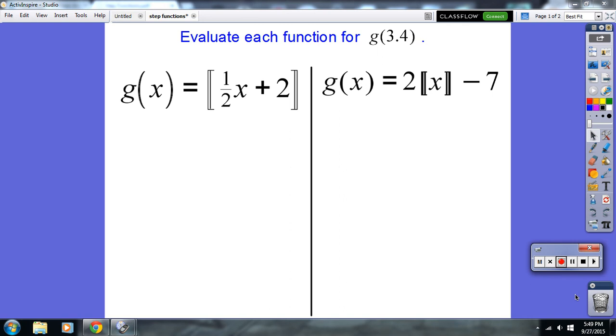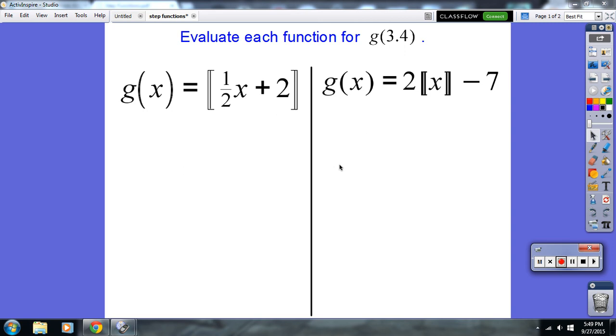And for this video, we're going to use the greatest integer function, which is the function where you determine the greatest integer that's less than whatever value you have in that function. And so for these two functions, it says evaluate each function for g of 3.4.